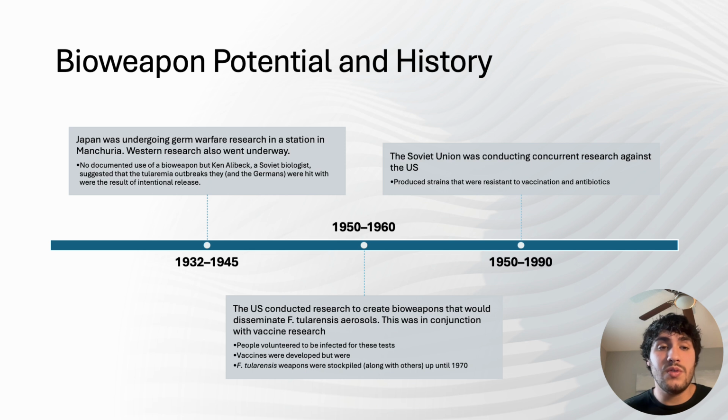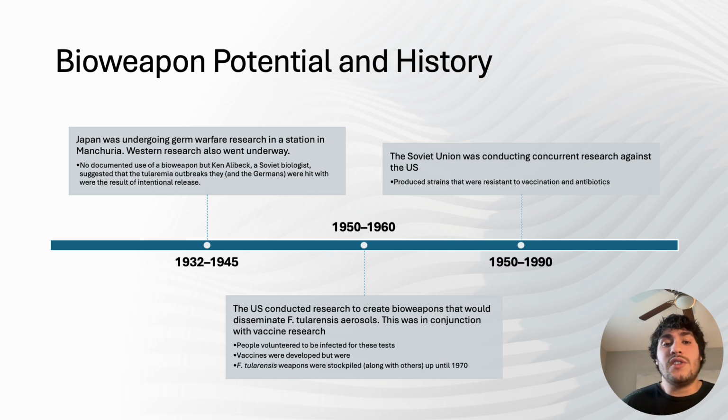So during World War II, there was a lot of research done, notably by Japan and some of the Western countries as well, to use tularemia in a biological warfare capability. There was no notable release. It was never documented, but Ken Alibek, a Soviet biologist that actually worked with tularemia here and there, did note that the outbreaks that the Soviets and the Germans were experiencing were probably the result of an intentional release. Now, if that was an Axis or an Allied release is still unknown from what I was able to find.